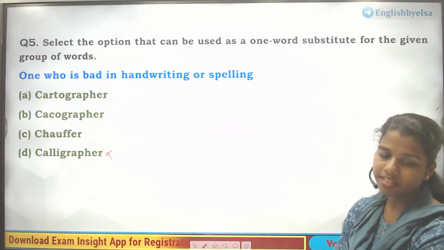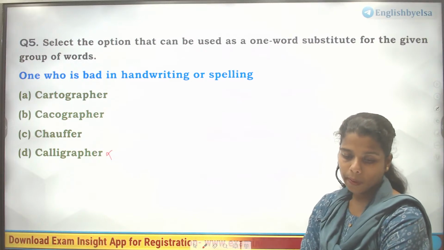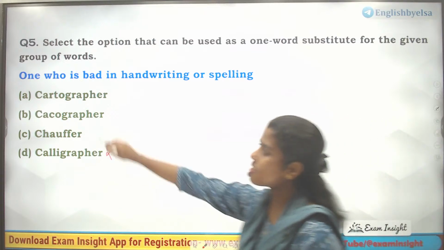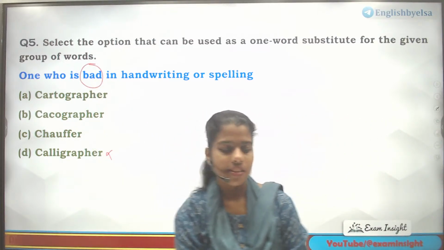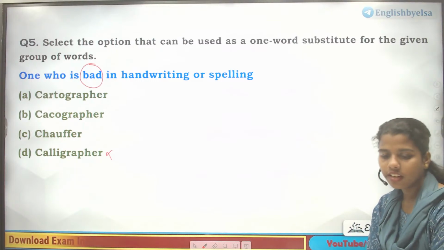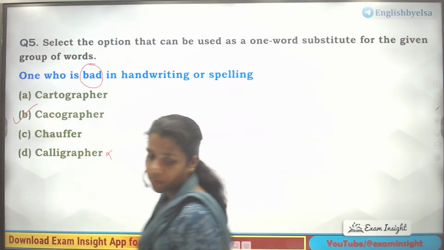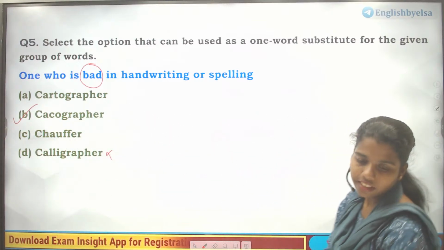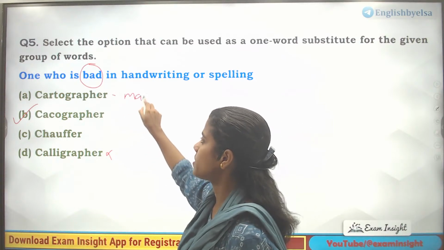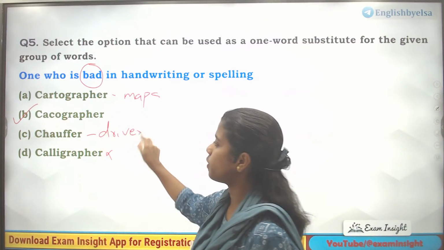Three options remain: cartographer, cacographer, chauffeur. One who is bad is asked. Note the question. Yes, Sheetal, Shiv, you all are correct. Cacographer is the right answer. Cacographer is the correct answer. Cartographer means who produces maps. Chauffeur, in simple words, will be a driver.